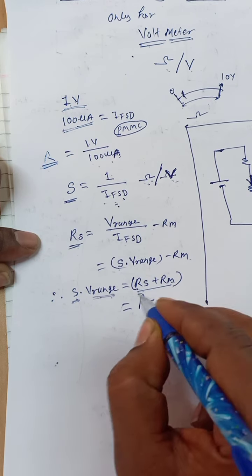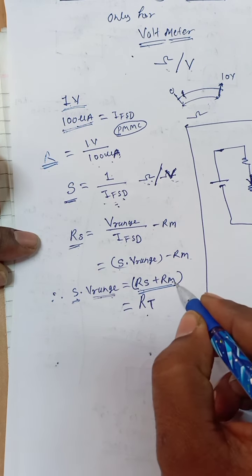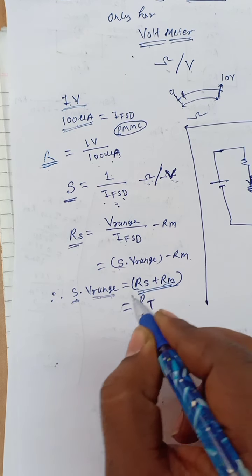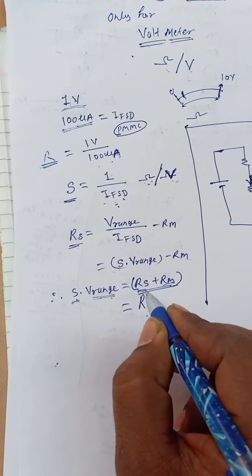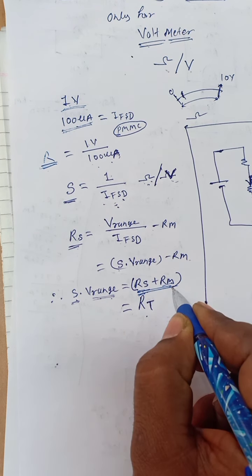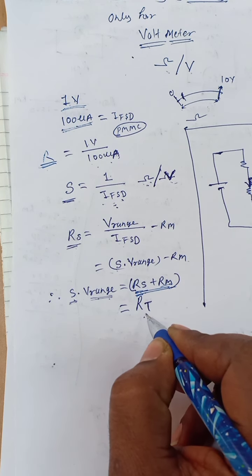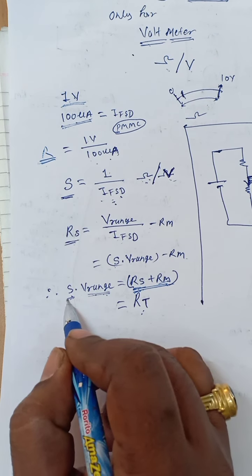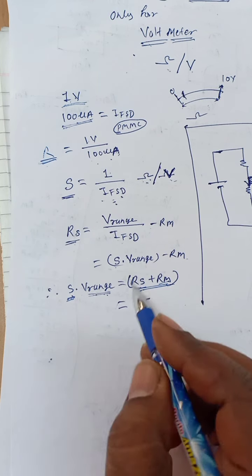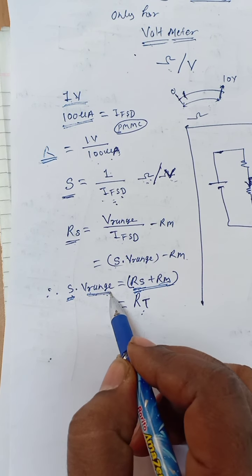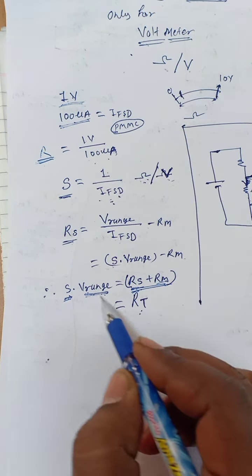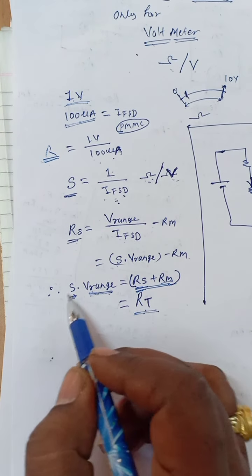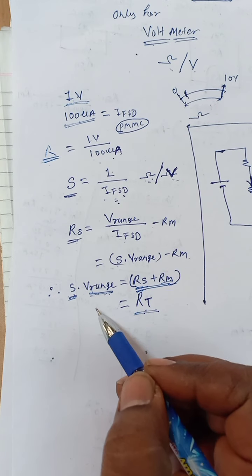So this Rs plus Rm is nothing but the actual resistance of the PMMC used and the resistance connected in series. This is Rs plus Rm, which is the total resistance RT, and that is S into V range. If we know the sensitivity of the meter and the maximum voltage that should be measured by that voltmeter, then we can easily find the internal resistance of that meter, that is S into V range.